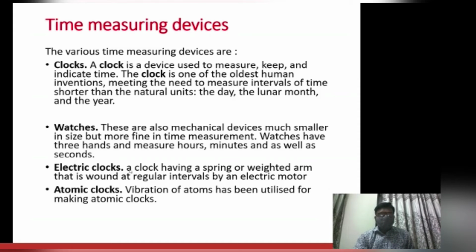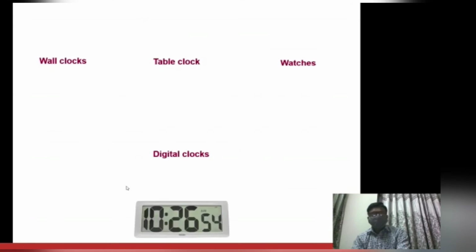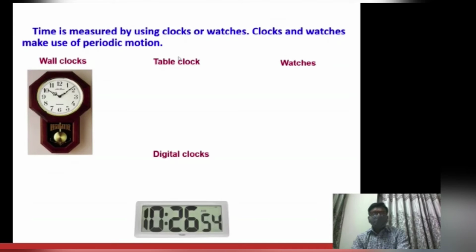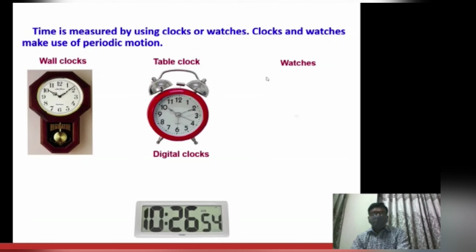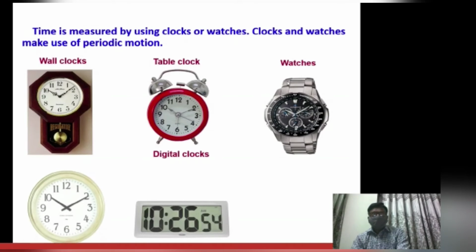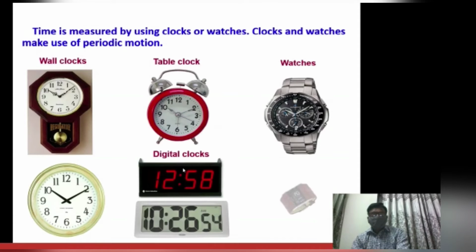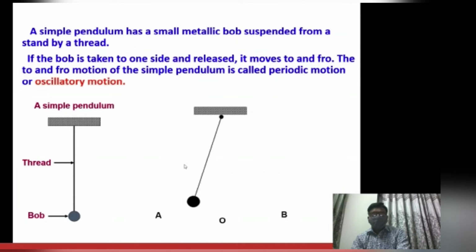Electric clocks are coming. A clock having a spring or weighted arm that is wound, and it will have an electric motor. Atomic clocks are coming. Atoms vibrate and make use of atomic clocks. See here, time is measured by using clocks or watches. Wall clocks, table clock, watches, table. It is a digital clock.